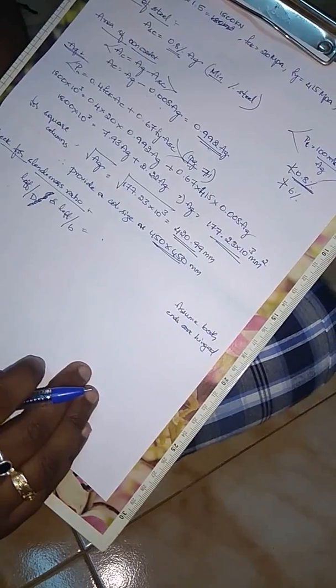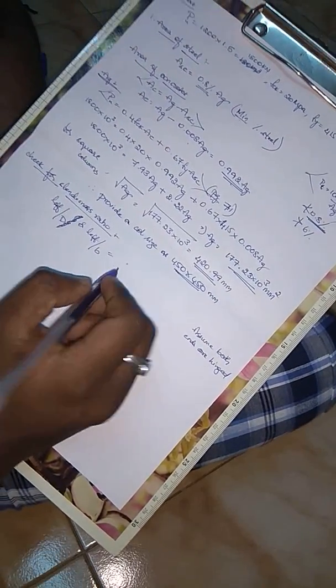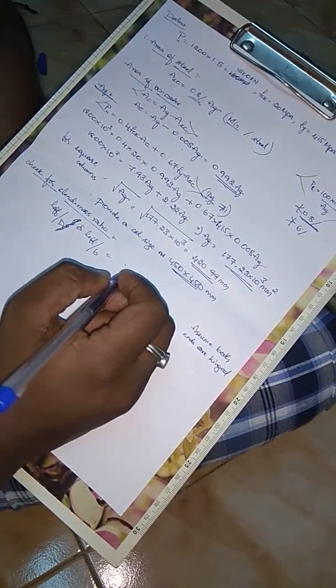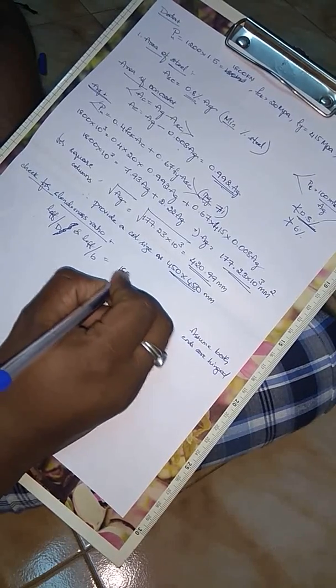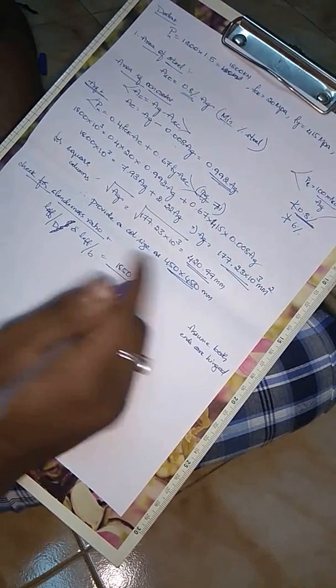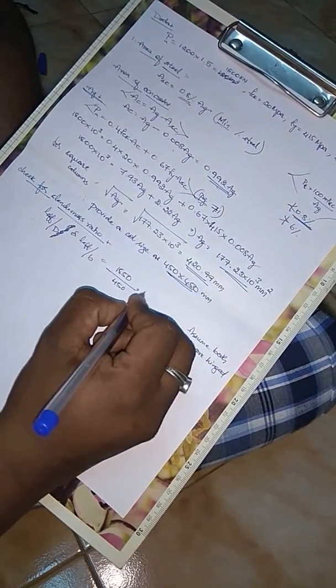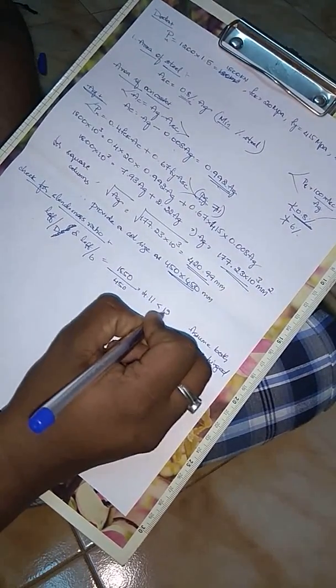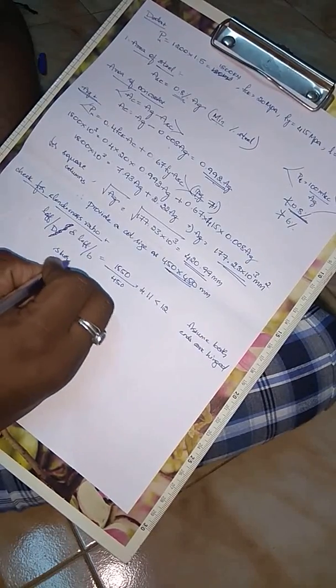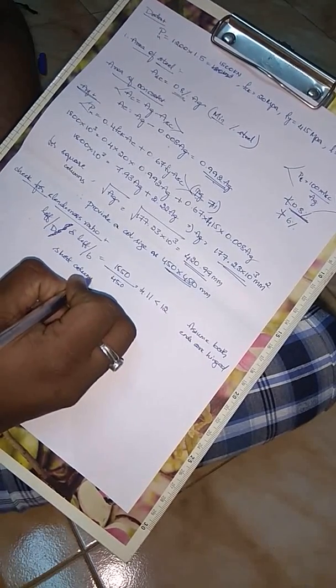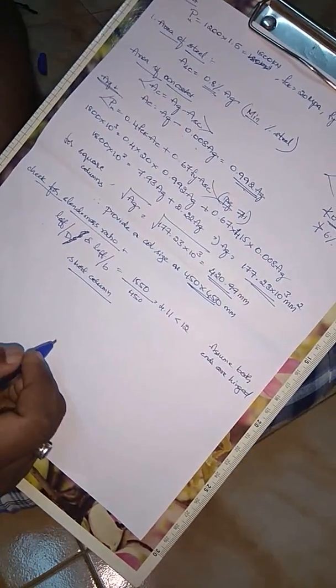Assume both ends are hinged. L effective, L is given 1.85 meters, so 1850 divided by B or D, both are same, 450 mm, so you will get 4.11, which is less than 12, so it is a short column.